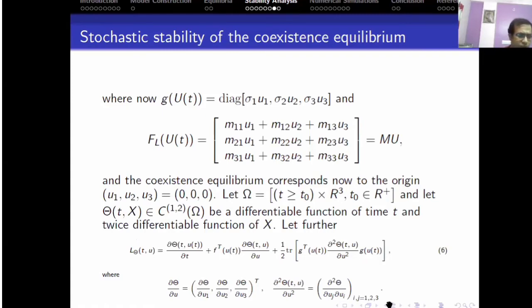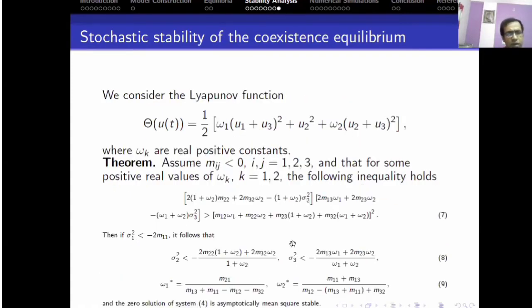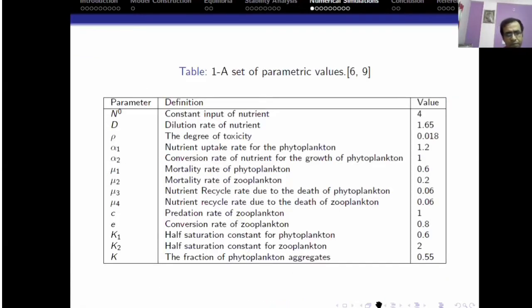I'm not going into details of the mathematical calculation parts. Now we consider the Lyapunov function, and after some calculation and simplification, we find the three conditions. This is sigma 1 square, sigma 2 square, and sigma 3 square. And if this condition is satisfied, then we can say that the system is asymptotically mean square stable.